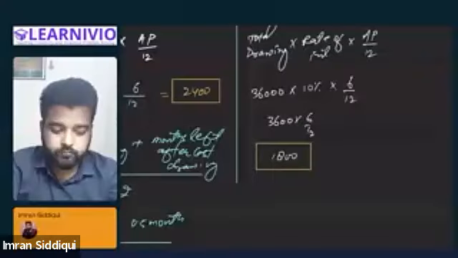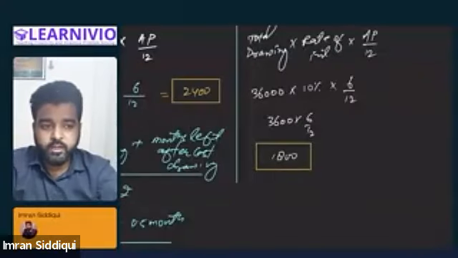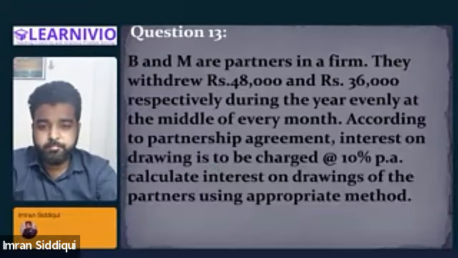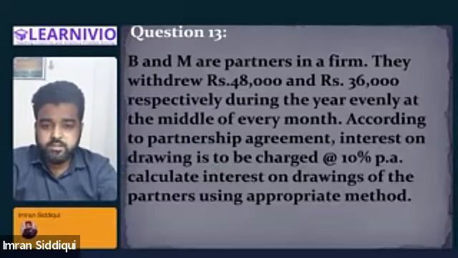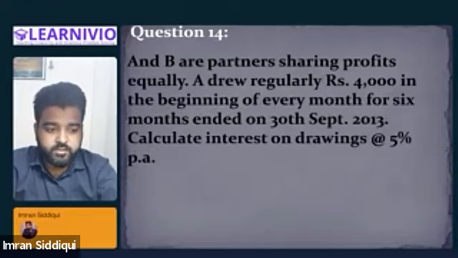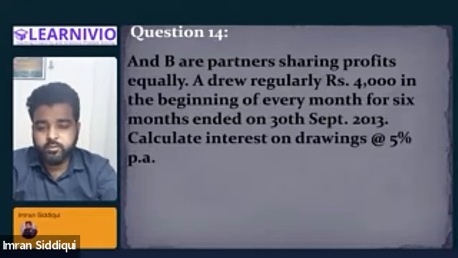Okay. So this is how we do the calculation of interest on drawing by the average period method. Let's move to the next question now. And I want you to try this question. Question number 14. Let me read this question for you. It says A and B.